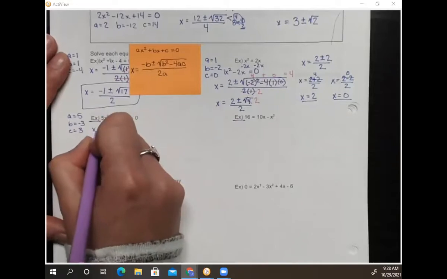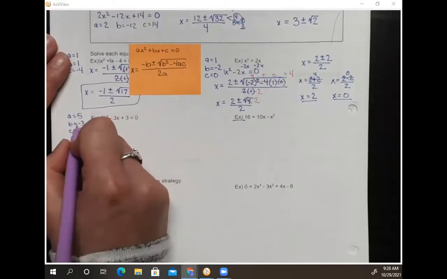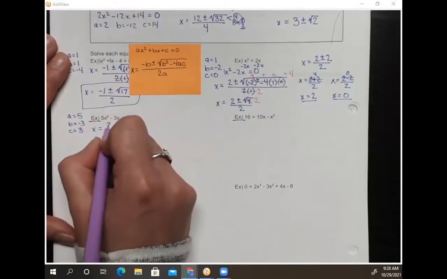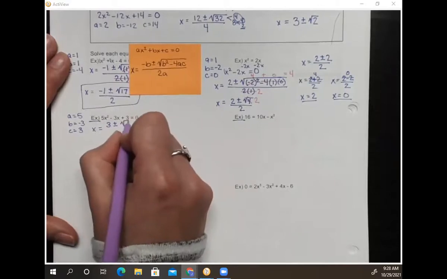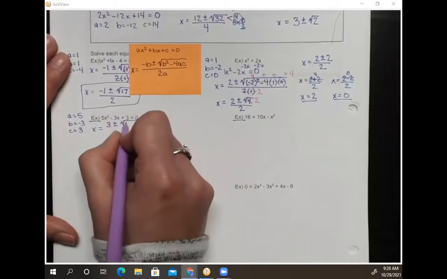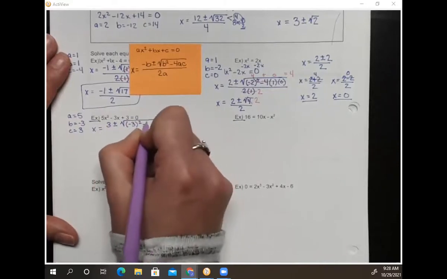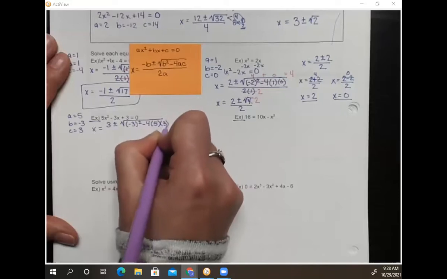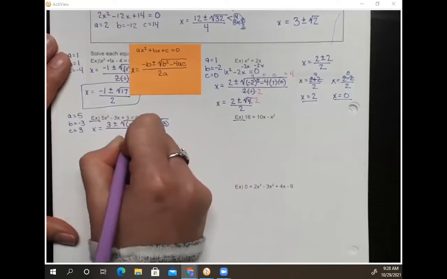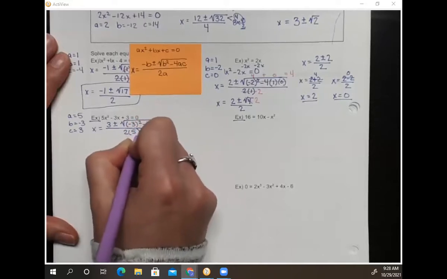I'm going to plug these values into the quadratic formula, and I get x equals +3. Remember, we changed the sign on that B value for the front, plus or minus the square root of B squared minus 4 times A times C, all over 2 times A.